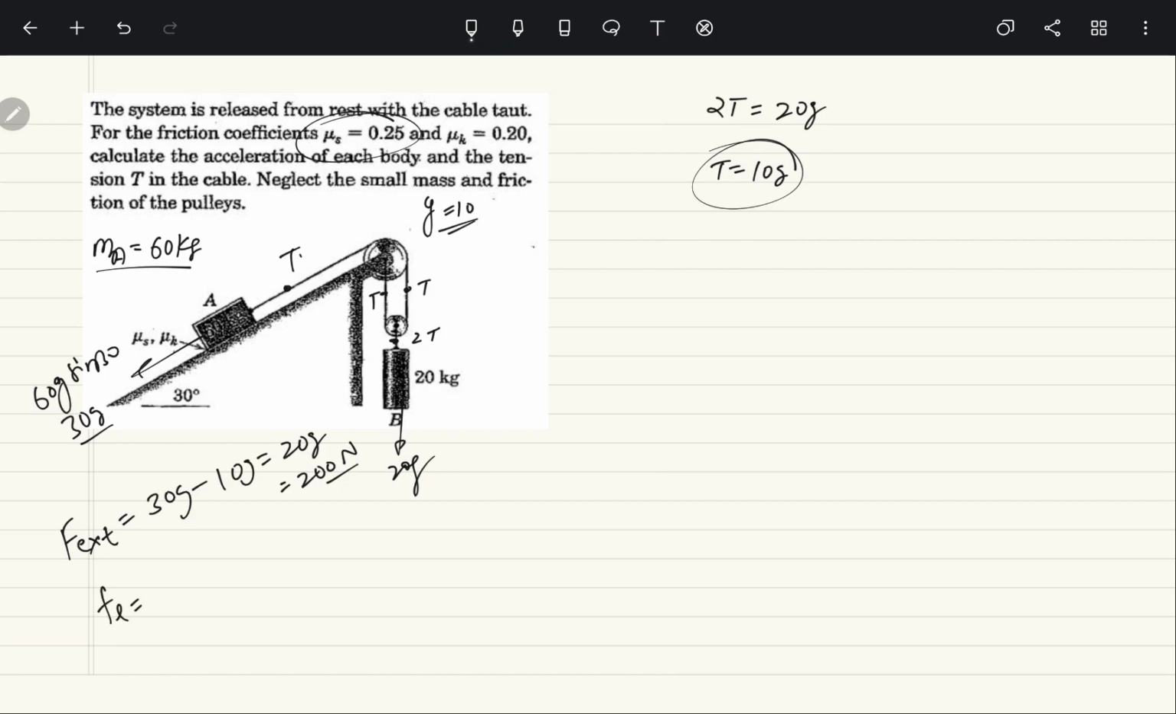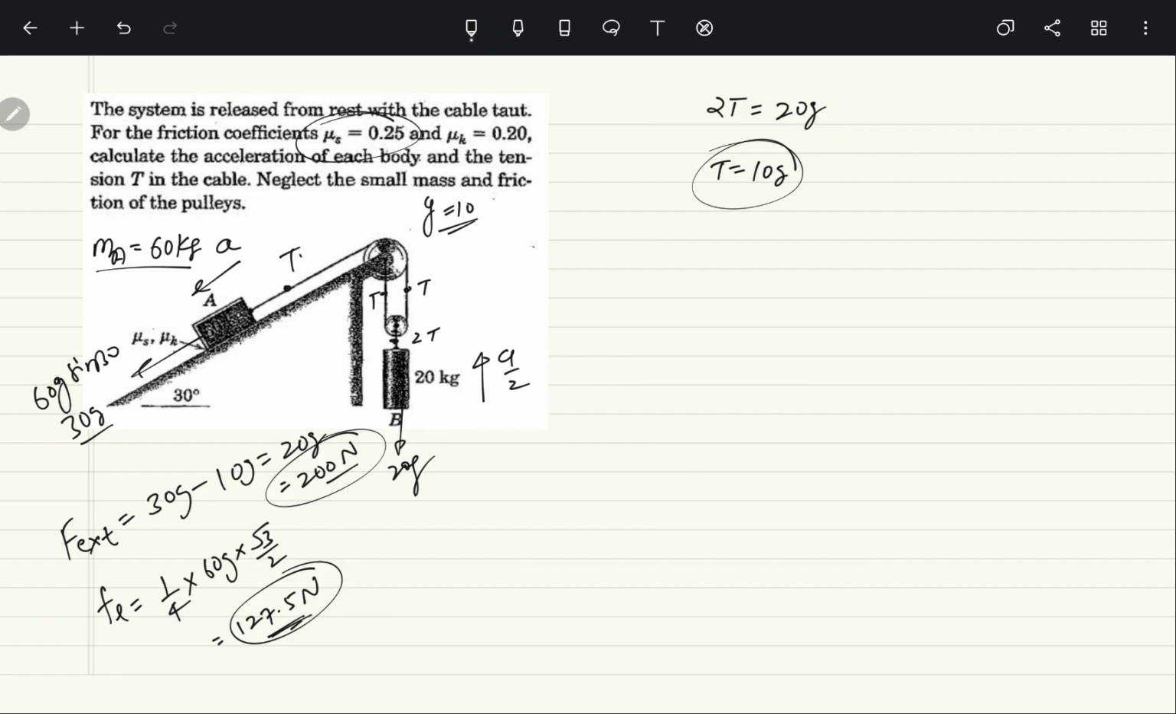And the limiting friction is mu s, which is 1 by 4, into 60G into root 3 by 2. If we solve this, it will come to 127.5 Newton. Now it is clearly visible that the external force is greater than the limiting friction, and because of this the block A moves. Now we'll focus on the acceleration. A is moving downward, so it has acceleration a. Then because of the string constraint, this 20 kg block B will have acceleration a by 2 in the upward direction.